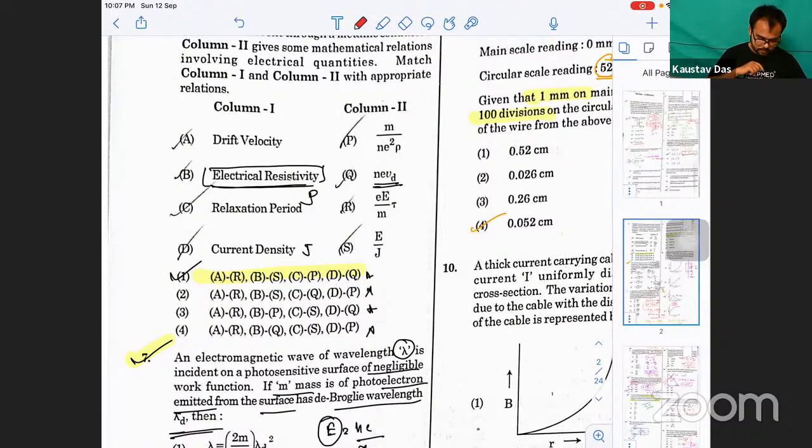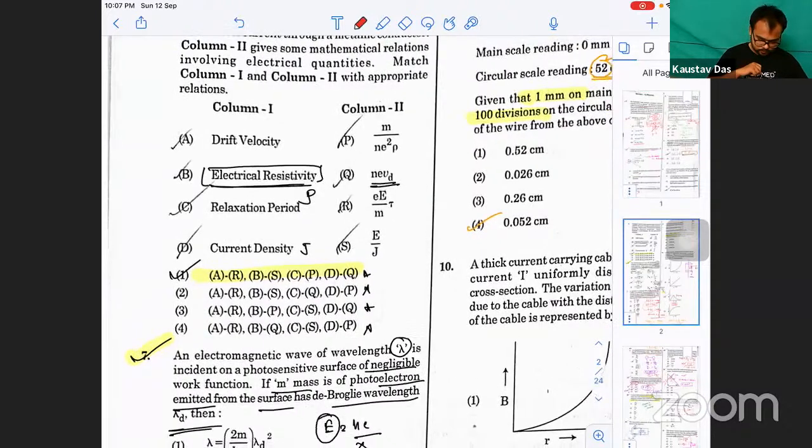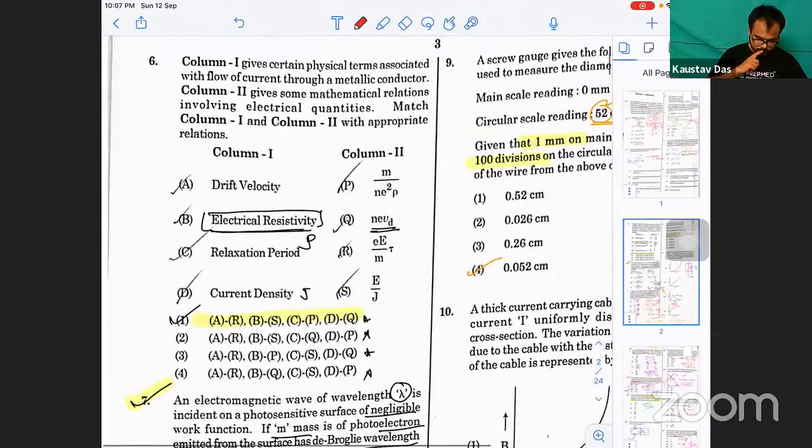What answer has he given? She has given. She hasn't written anything. And Ankita, feel free to write in the chat box.